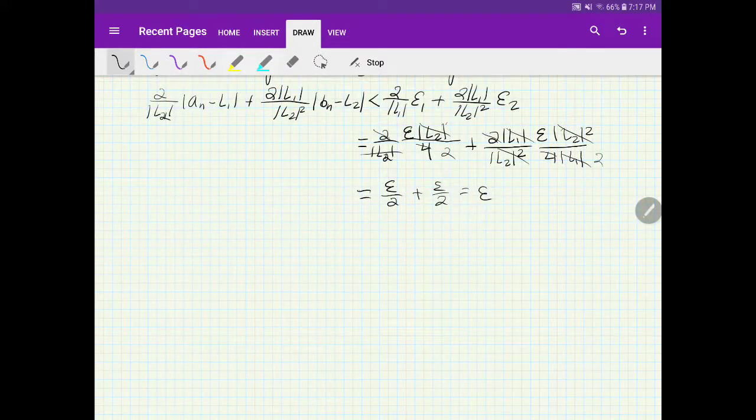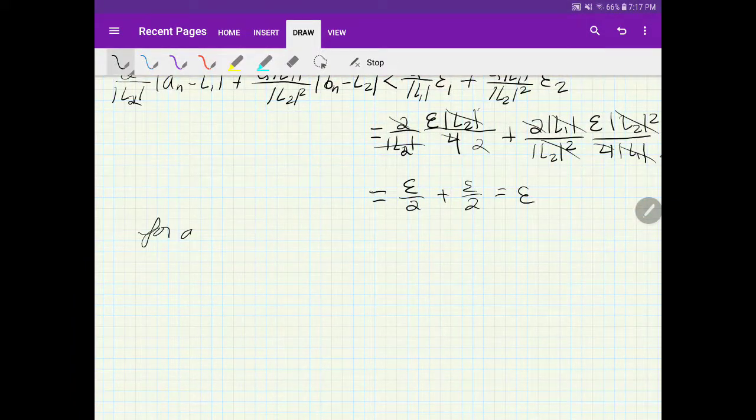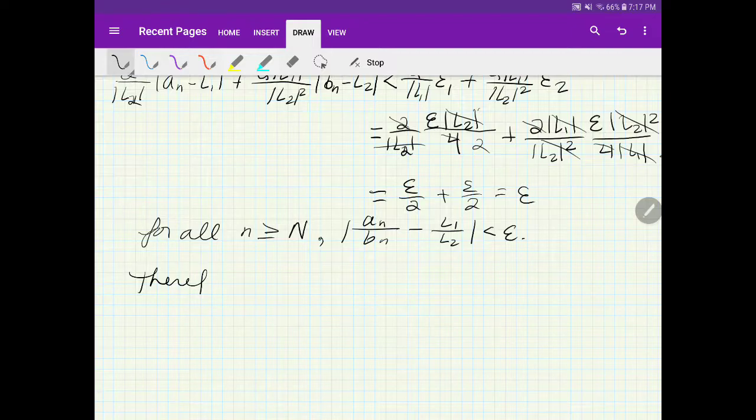So that means for all n which are greater than or equal to cap N, the absolute value of a sub n over b sub n minus L1 over L2 is less than epsilon. Therefore, the limit of a sub n over b sub n is equal to L1 over L2.